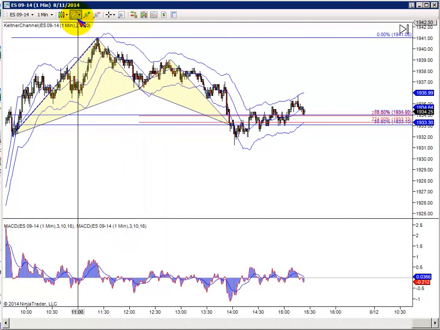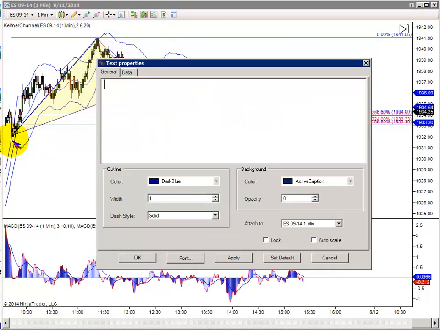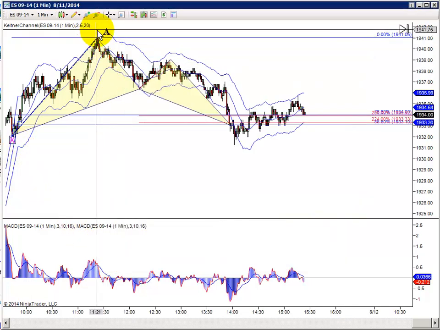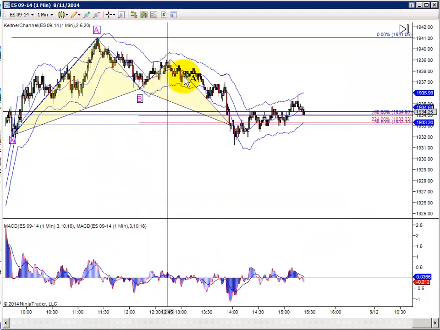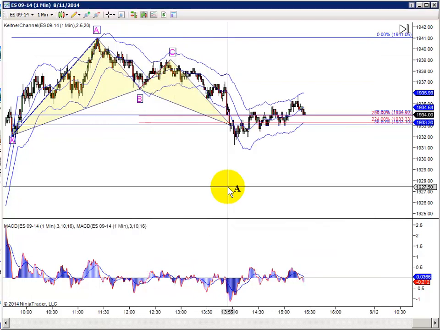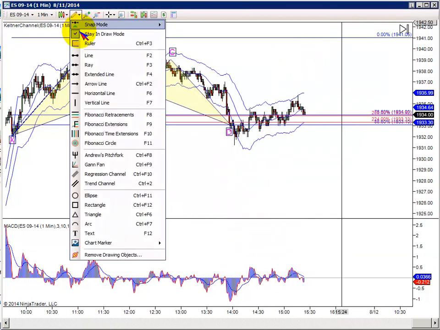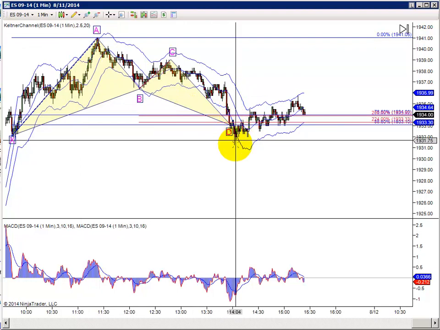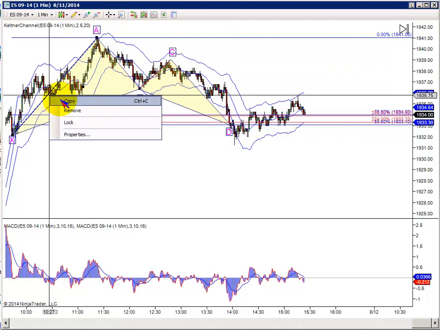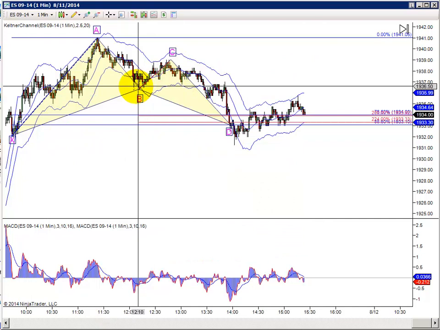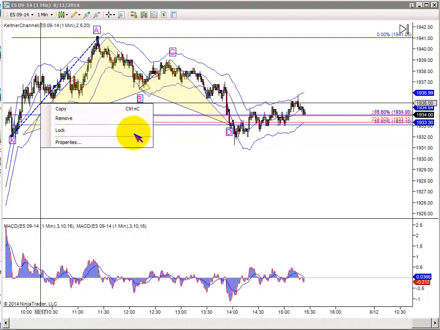So let's draw in the lettering of this pattern. So we have an X, A, B, C, D. So we have the XABCD pattern. We also see that the market has failed at this point. And we're going to get into that in a few minutes. So let me just pull this over and we throw in another level to watch.